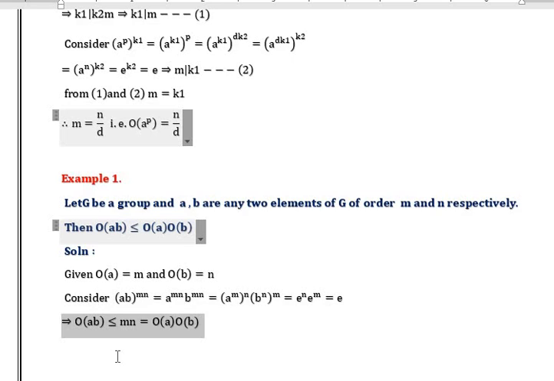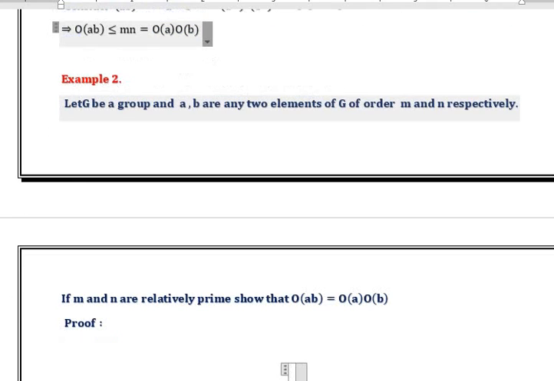This implies that order of AB is less than or equal to mn. n is order of B and m is order of A. So it is less than or equal to mn, that is, order of A into order of B. Hence the result.